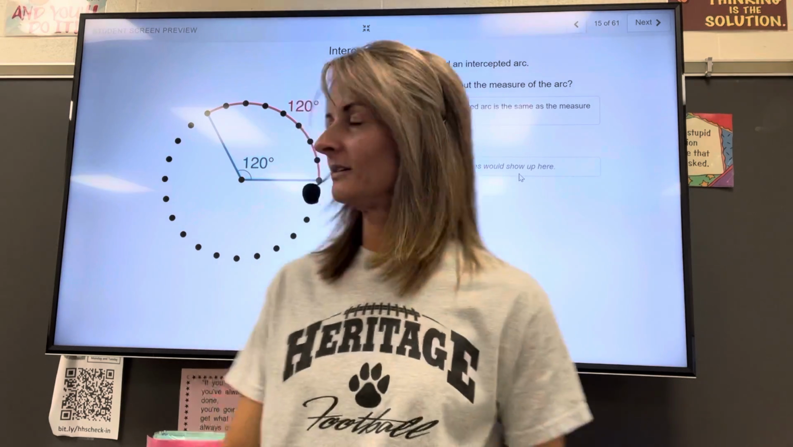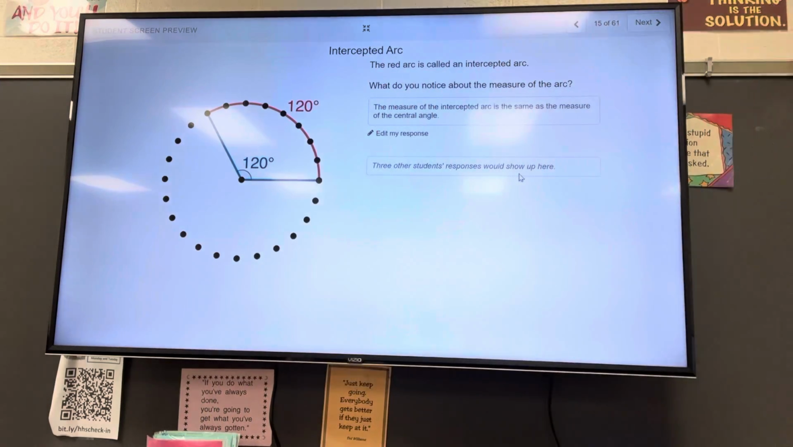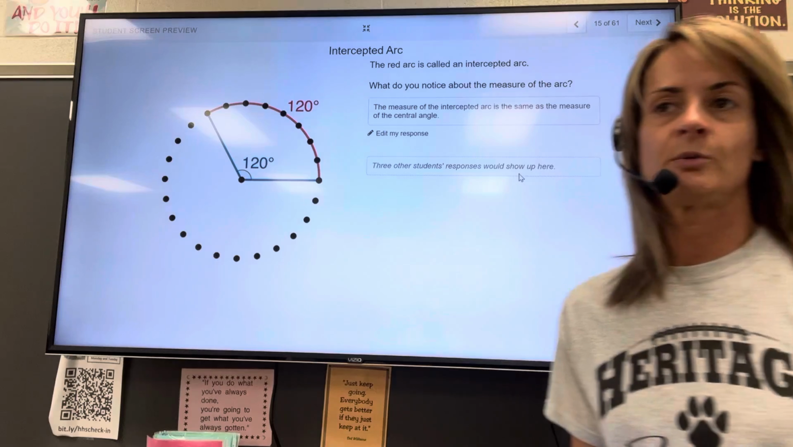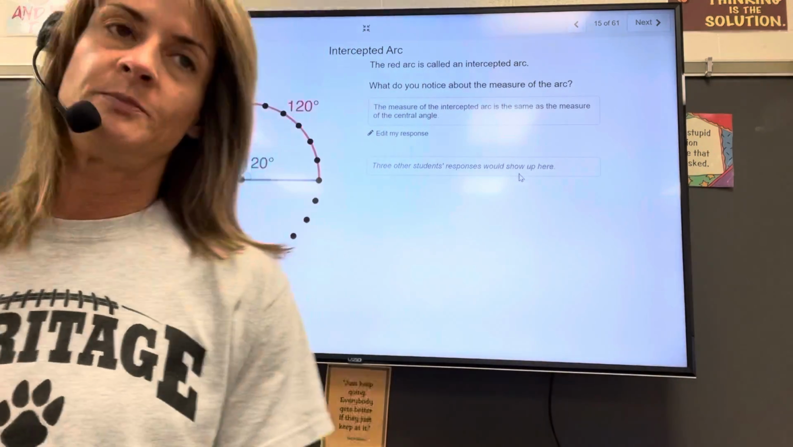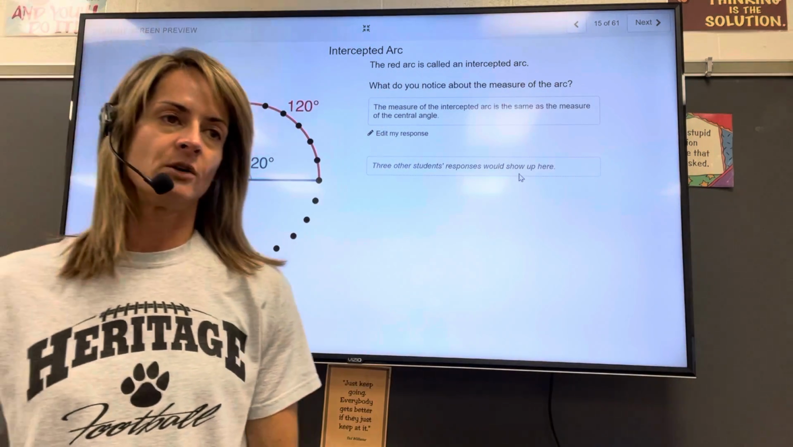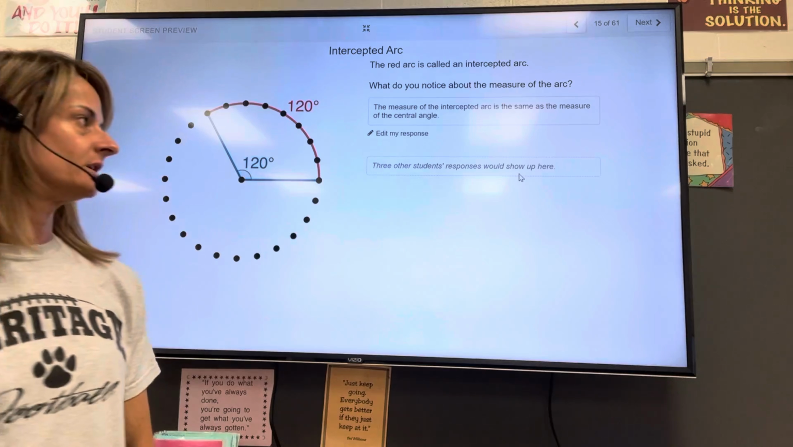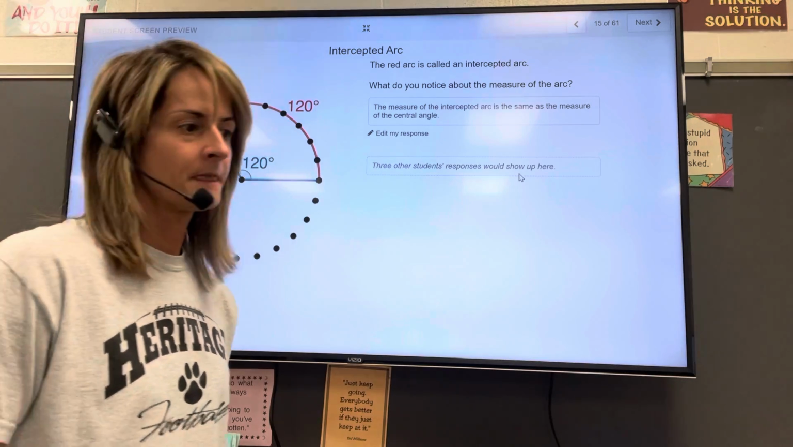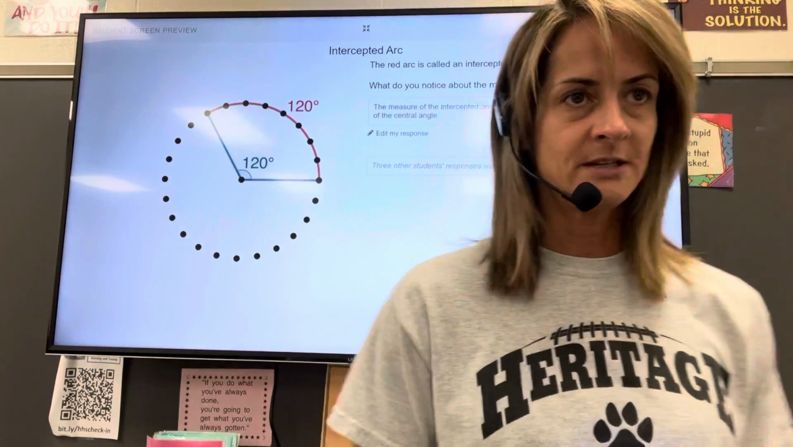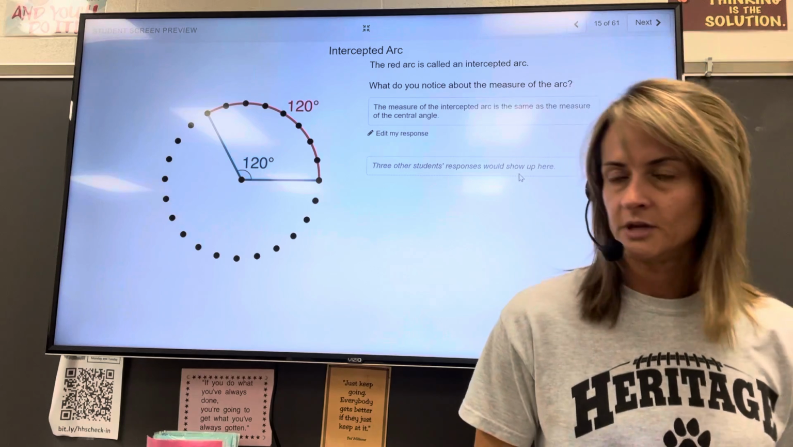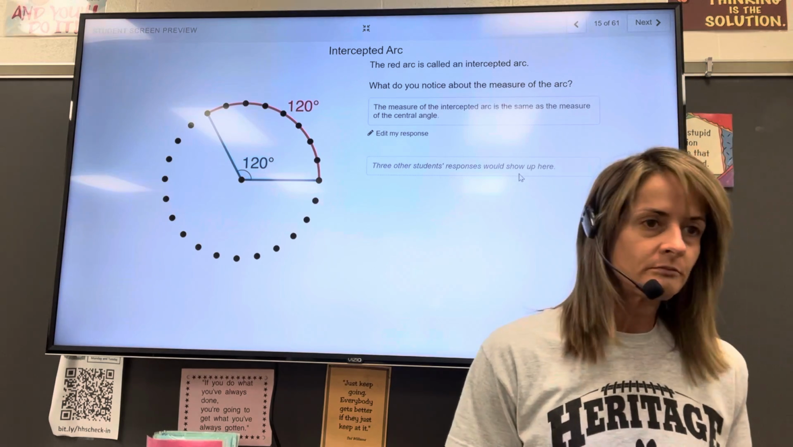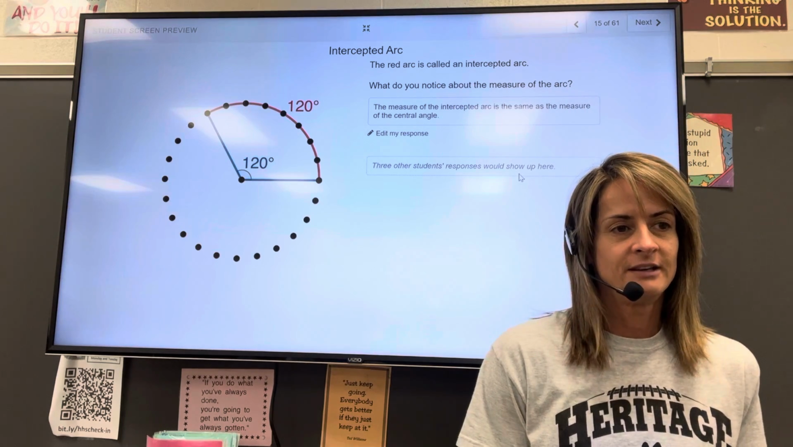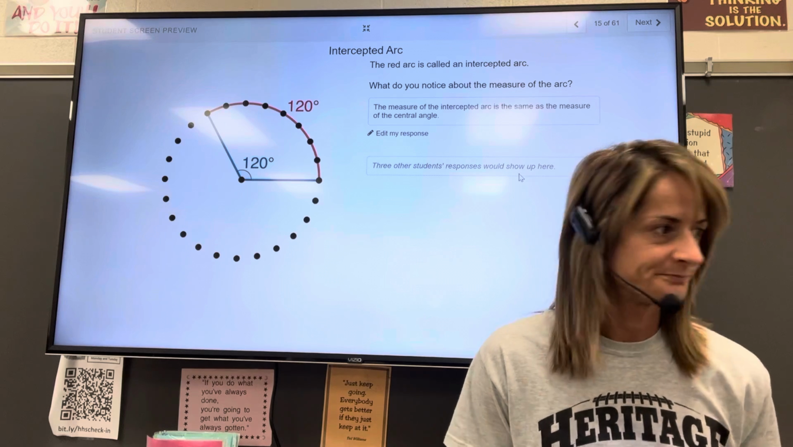The measure of the intercepted arc is the same or equal to the measure of the central angle. So we're using the word equal here and not congruent, because measures of angles are equal. So if you're talking about a number, numbers are equal. Whereas if you're talking about the name of a segment or a shape like a triangle, shapes are congruent and numbers are equal.